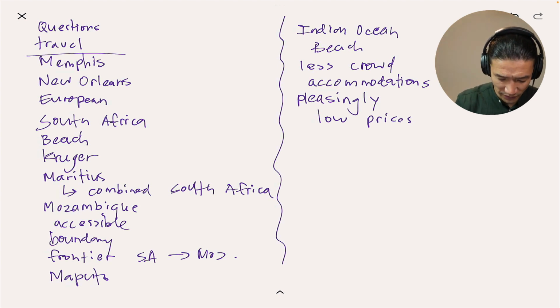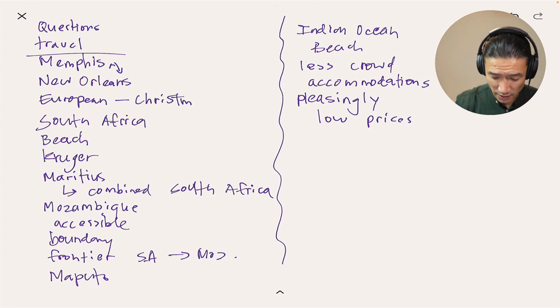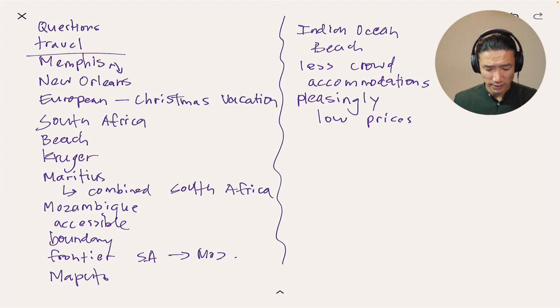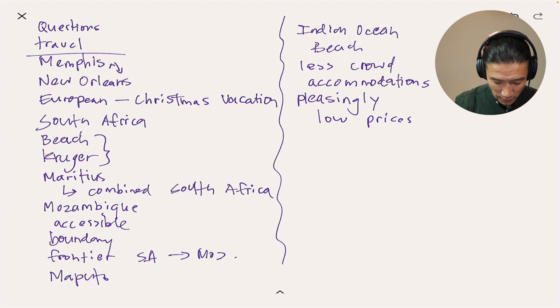So from Memphis to this European one, I remember he said something like Christmas vacation, right? Which is later on in the video. We're not going to do that right now. South Africa, right? I didn't take all these notes, so I'm trying to figure out, oh yeah, he wanted to go to both beaches and Kruger. So what was his recommendation? In Southern Africa, right? Not just South Africa.